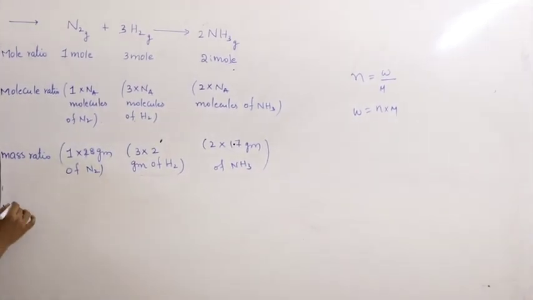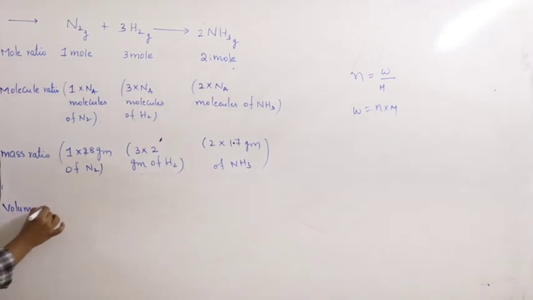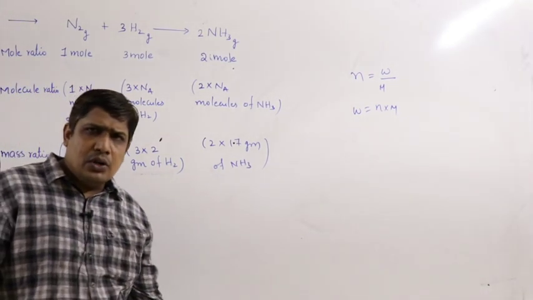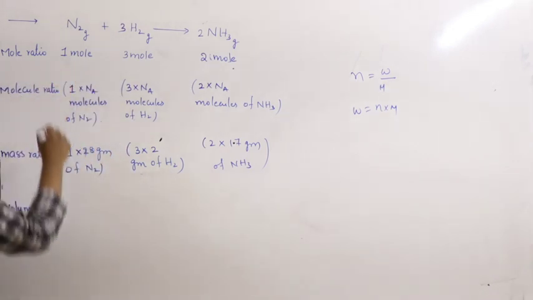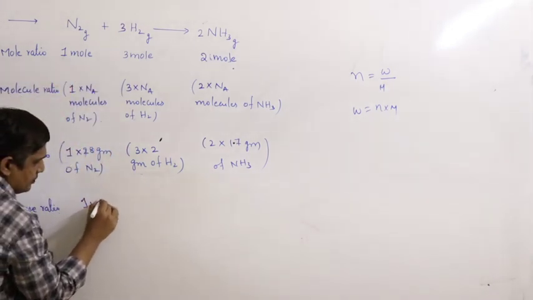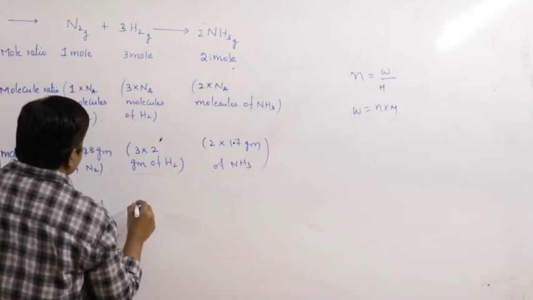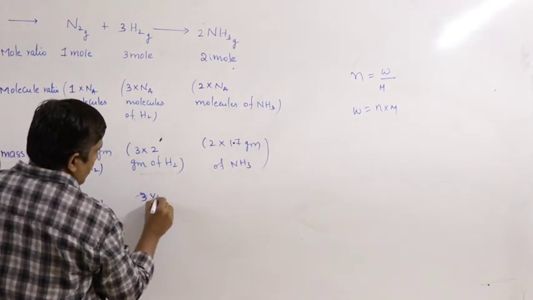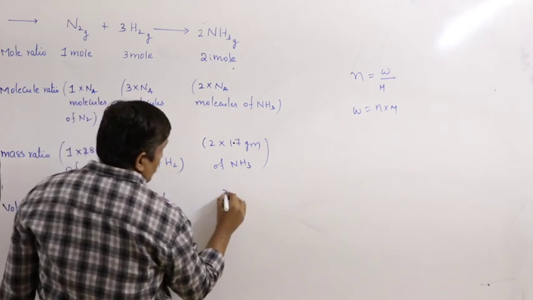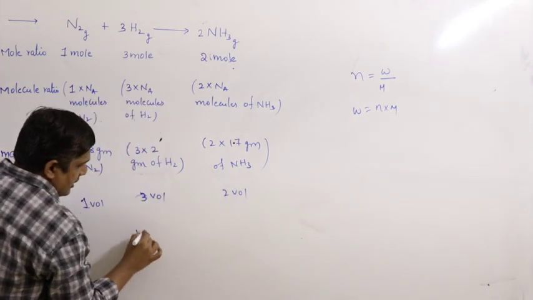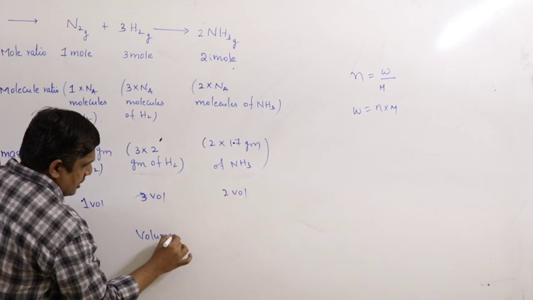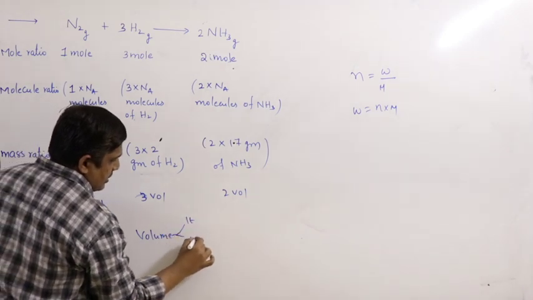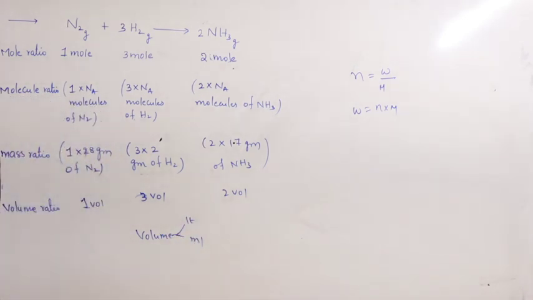Coming to the volume ratio. Since all are gases, volume is directly proportional to number of moles. So 1 mole means 1 volume of nitrogen combines with 3 volumes of hydrogen to form 2 volumes of ammonia. Again, the volume units can be liters or ml, etc. So this is how you have to practice.